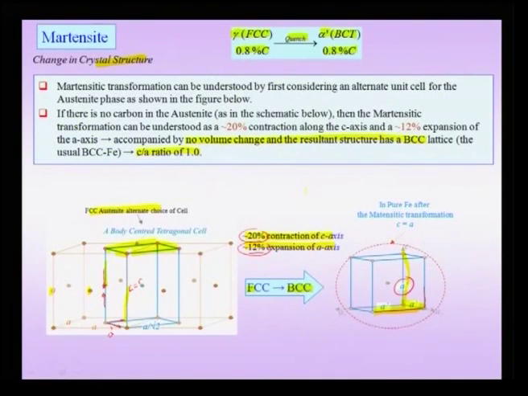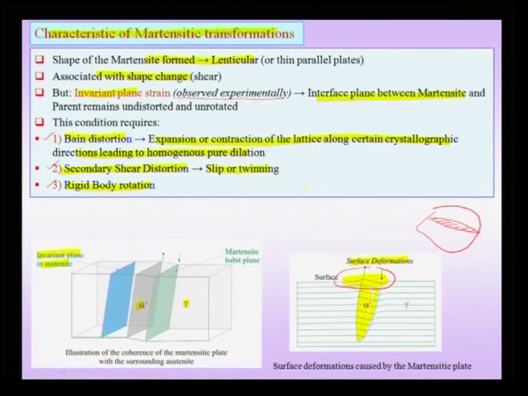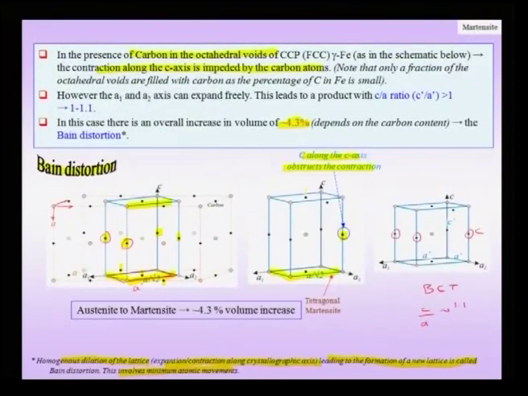So, let us summarize our details about the Martensitic transformation. The Martensitic transformation involves shear, and typically certain lenses of Martensite form, and the shear process could lead to surface distortions. To understand this Martensitic transformation, I need to understand the Bain distortion, that means crystallographic distortions, and secondary shear, which is accommodated by slip or twinning.